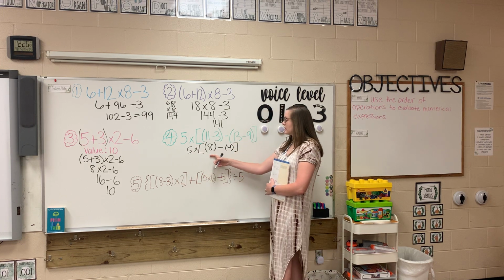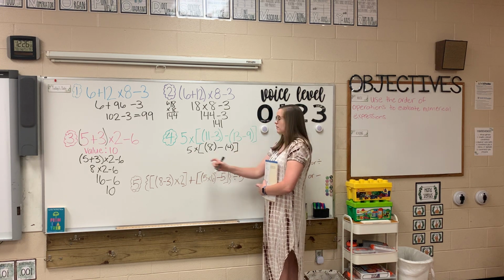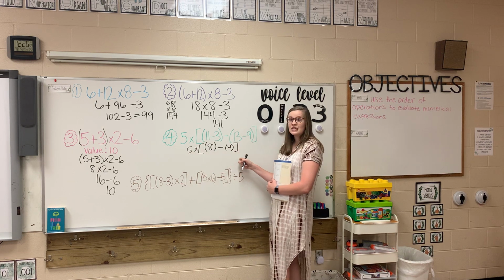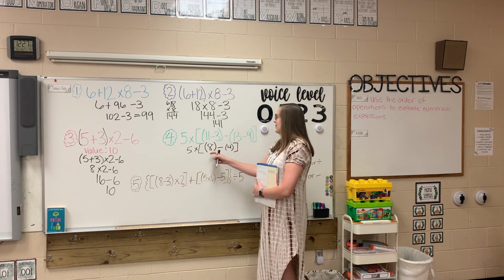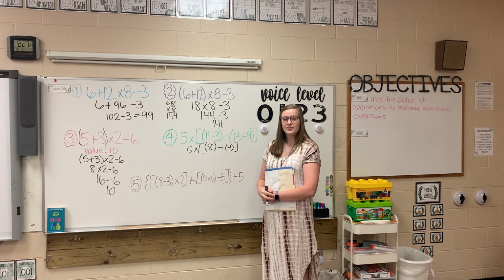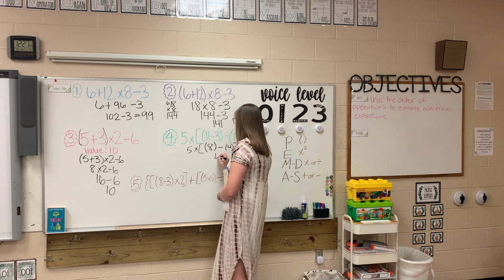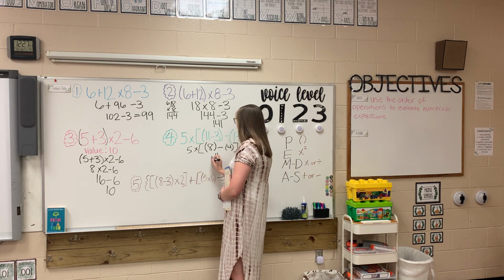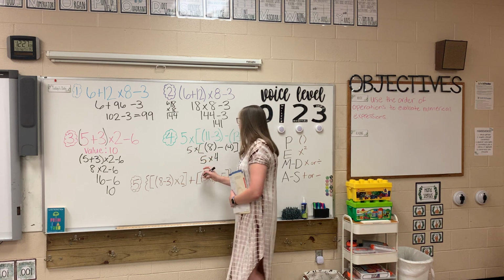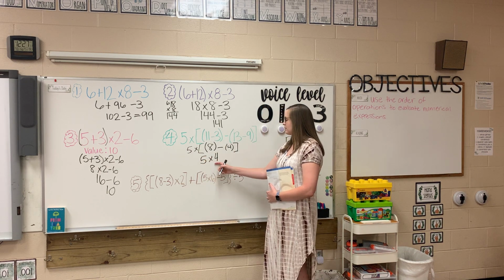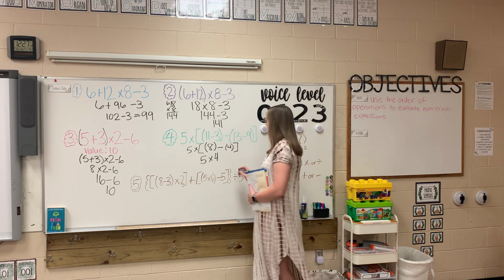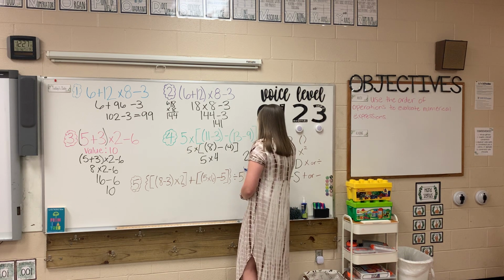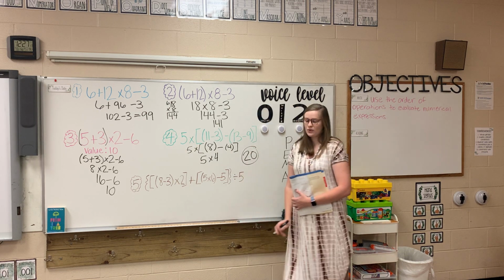We are still going to complete what is inside the brackets before we multiply by 5. They're just another form of parentheses. So we have 8 minus 4, 4. And then we have times 5 is all that's left. So what is 5 times 4? 20, right? So our answer to that problem is 20.